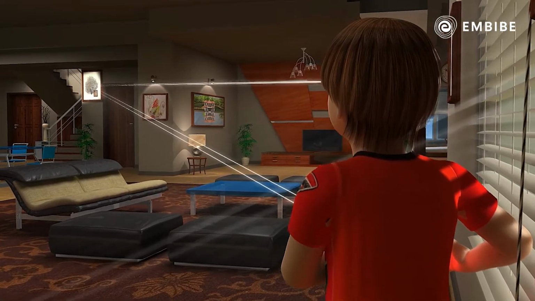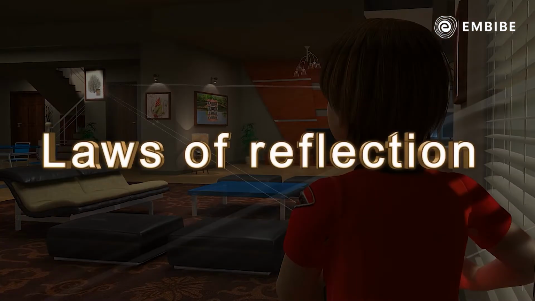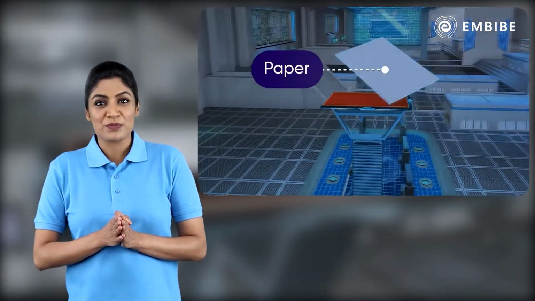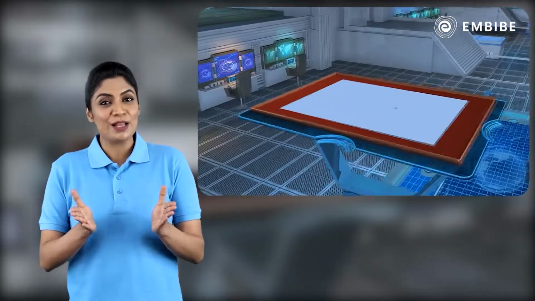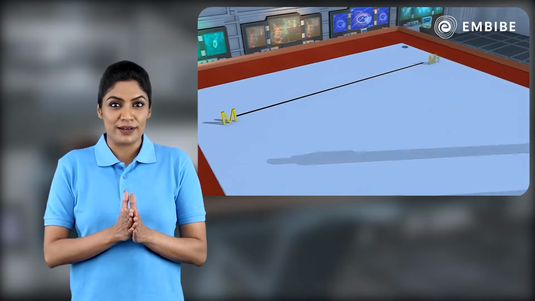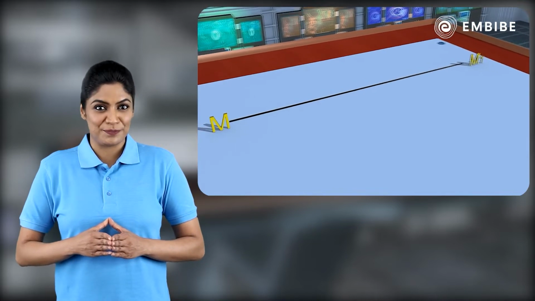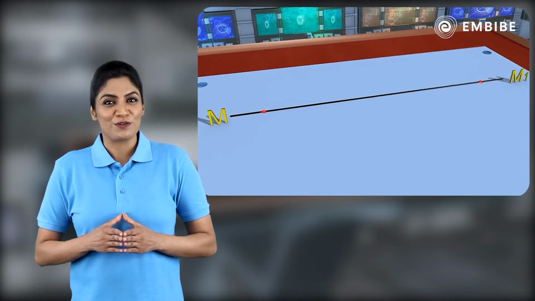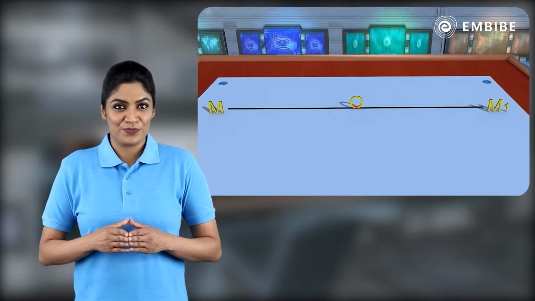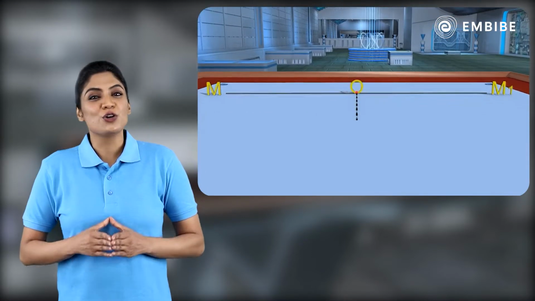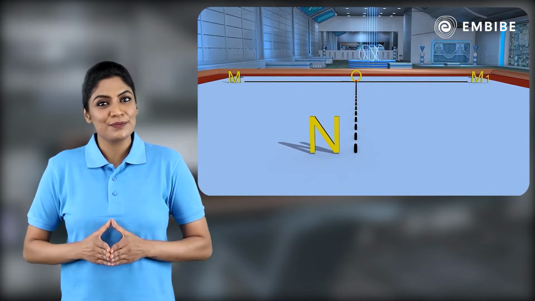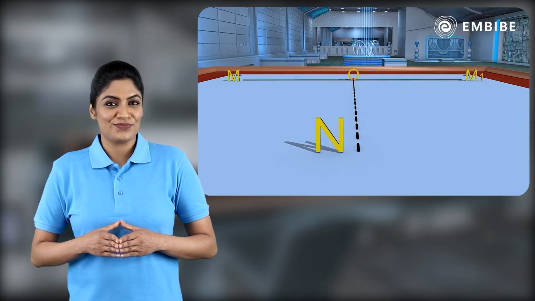Let us now understand the laws of reflection. Fix a sheet of paper on a drawing board with the help of pins. Draw a line MM1 on the sheet of paper. At the center of line MM1, take a point O. Draw a normal ON to line MM1 at point O.